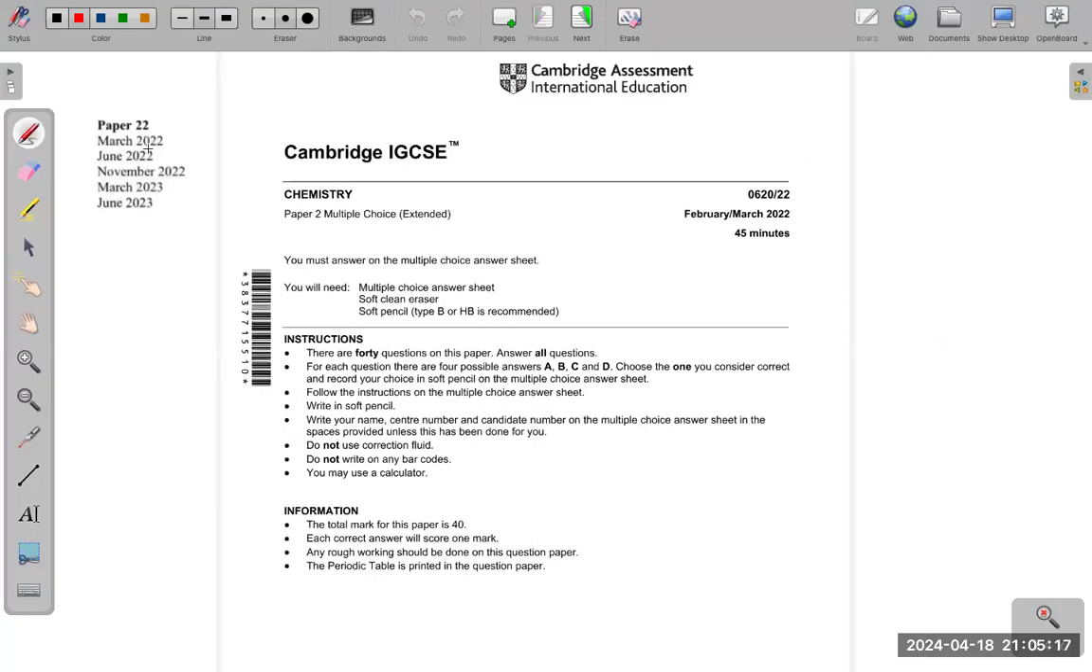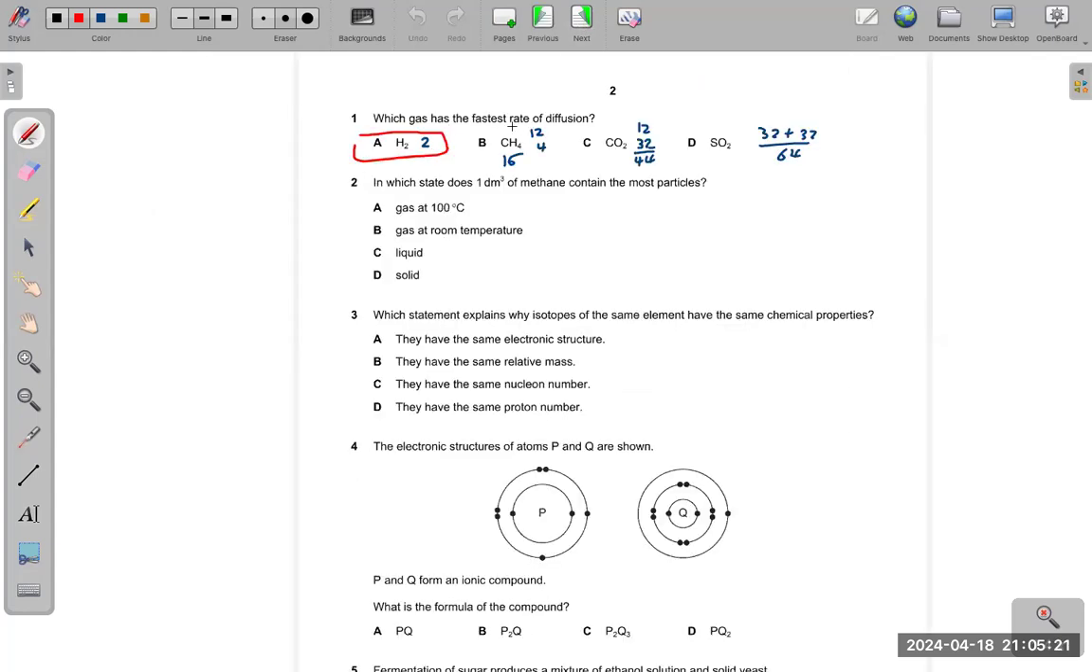So this is the first exam, March 2022, a multiple choice exam. The gas which has the fastest diffusion will be the one with the smallest molar mass. We calculated all the molar mass of the compounds and found hydrogen is the smallest one.